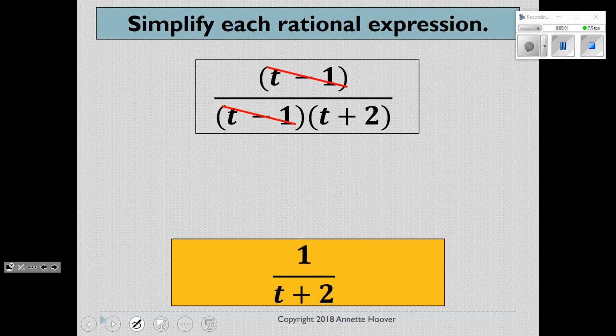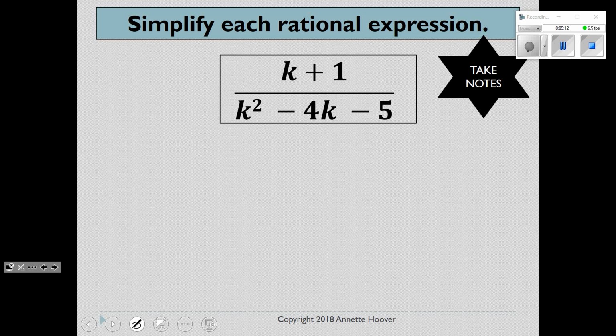Since that binomial is by itself, we don't necessarily have to put the parentheses. If it makes you feel more comfortable, you can put them. But when the binomial is by itself, you can leave the parentheses off. Okay, let's look at this one.